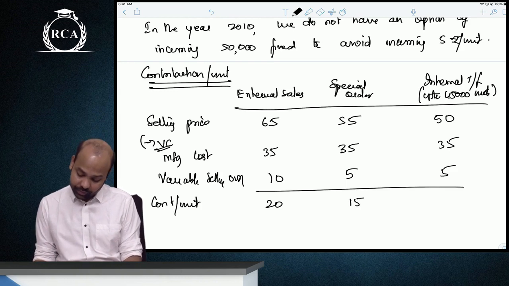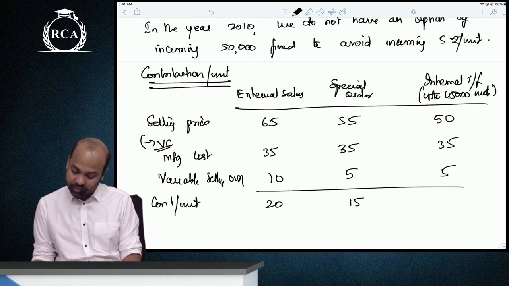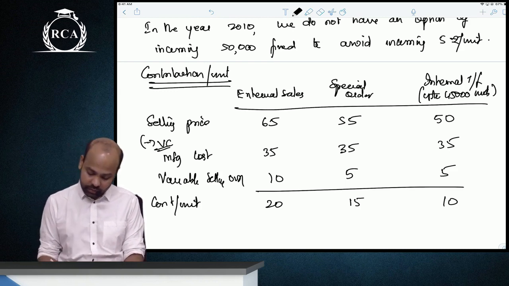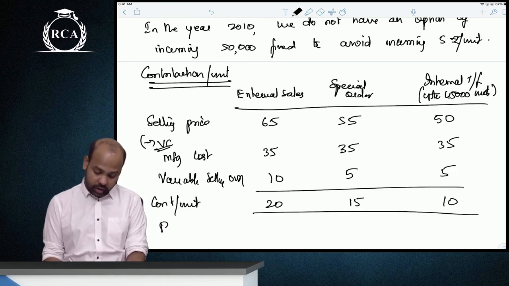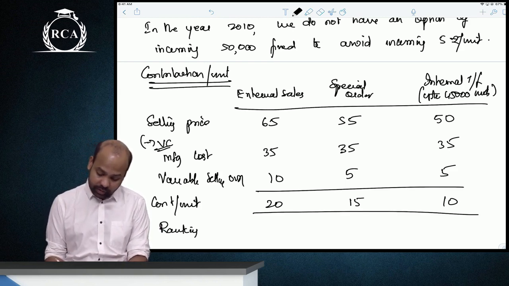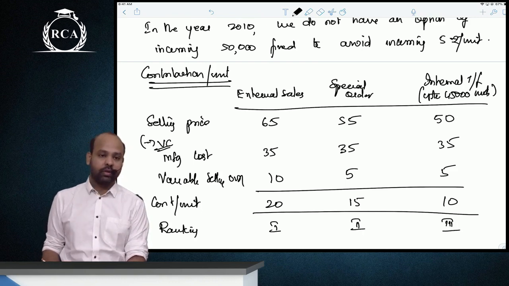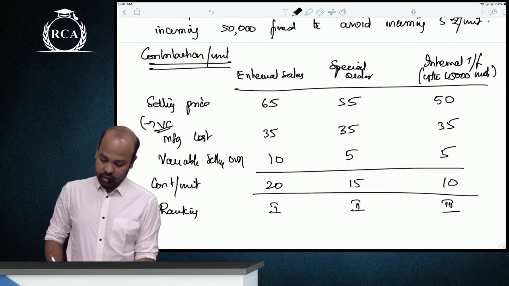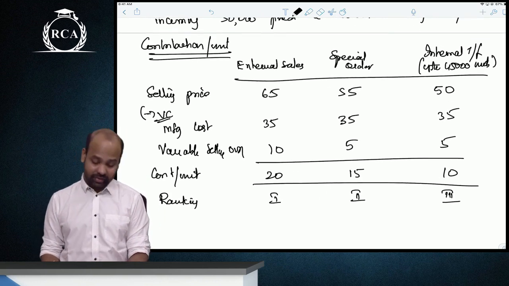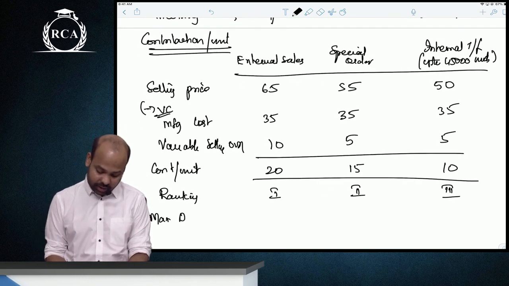Yes sir. Here, beta, 50 less 35 less 5 is 10 rupees. If you look at the ranking, beta, it is external sales first, second the special order, third internal transfers, guys. Understood, sir? Do not forget, guys, the maximum demand for external sales, beta, how much is it? Okay, we will write that below.